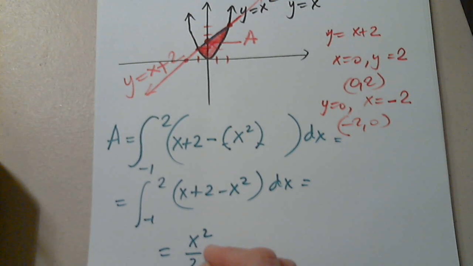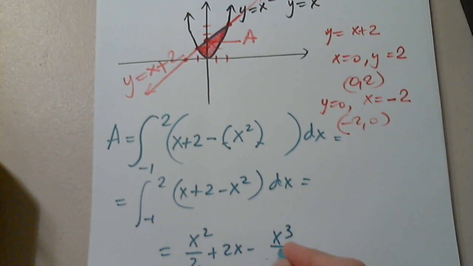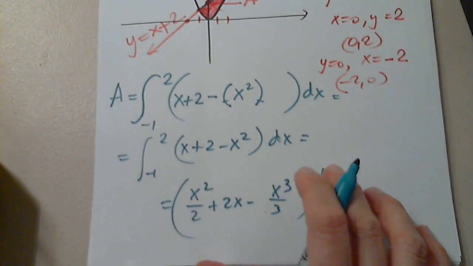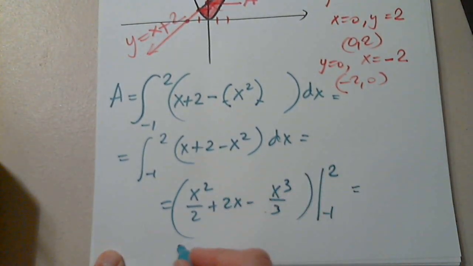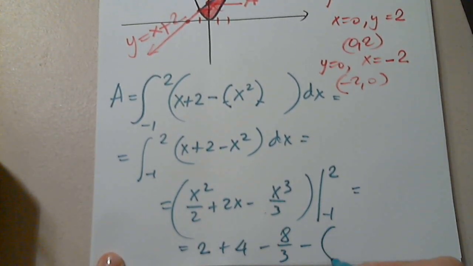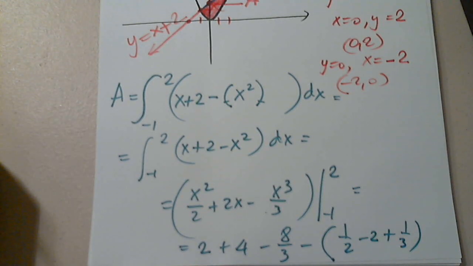And we know all the steps now. X squared over 2 plus 2x minus x cubed over 3. And this is between -1 and 2. I will write the numbers. I have 4 over 2, which is 2, plus 4 minus 8/3 minus, put parentheses, 1/2 minus 2 plus 1/3. I'm not lazy to calculate this, but I don't want to waste the time in doing the arithmetic, and I allow you to do the same thing, of course.